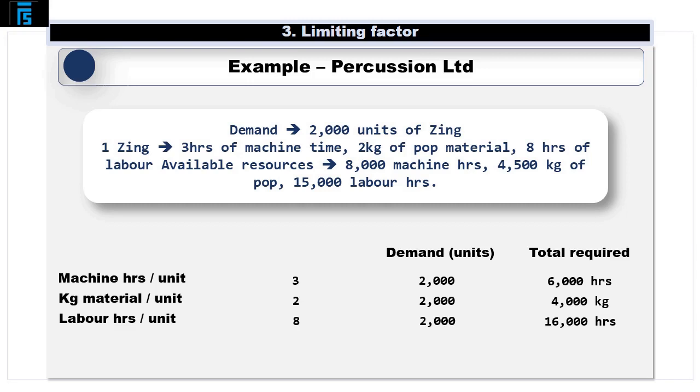As Percussion Limited only has 15,000 labour hours available, this is our scarce resource and the factor that will limit our production. Given that there are only 15,000 labour hours available, this means that Percussion can only make 1,875 units, calculated as 15,000 hours divided by 8 hours per unit, rather than the full demand of 2,000 units.